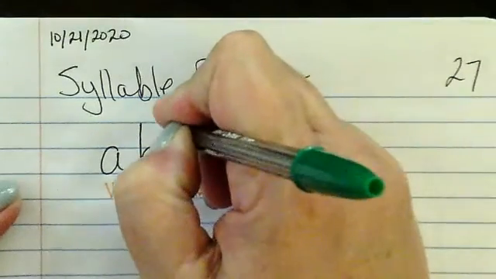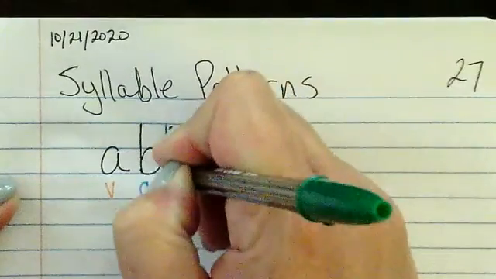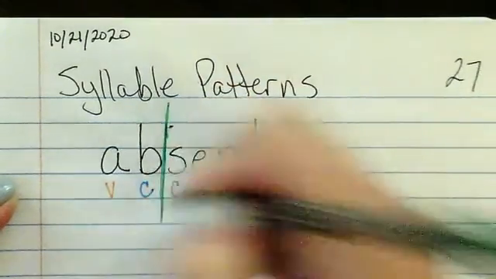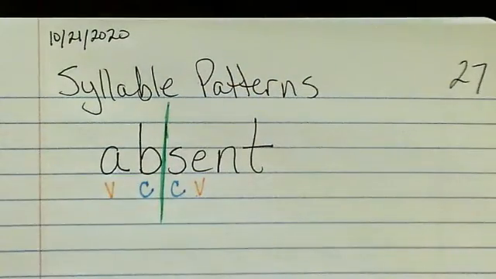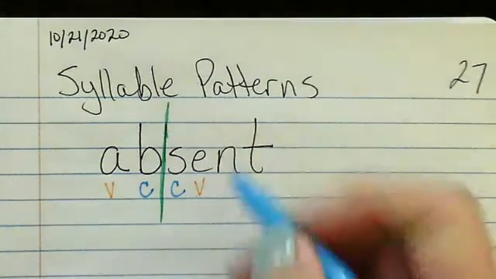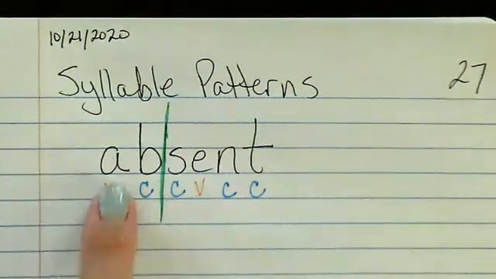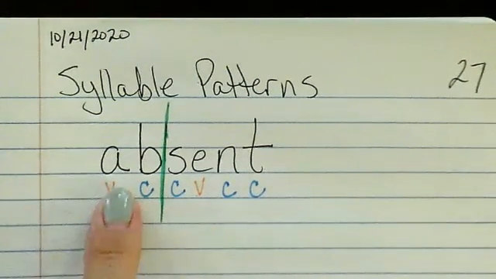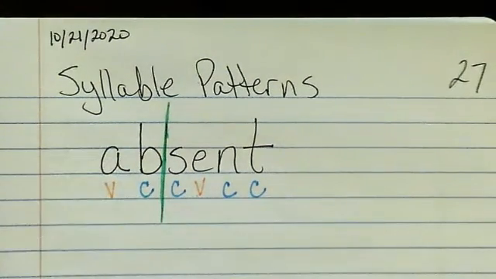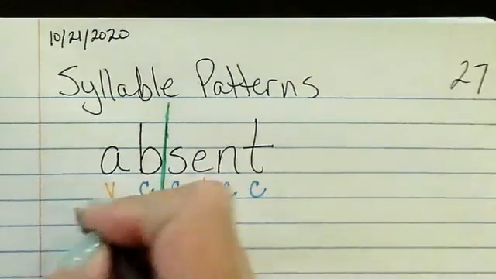So I'm actually going to draw a line between my two consonants because that's where my break is. I have ab, sent. What vowel patterns are these? I'm going to go ahead and write my consonants out over here. What syllable, well, not vowel patterns, what syllable pattern is this? Is this an open or a closed syllable? I have my vowel and then my consonant. Is that open or closed? That's right, it's a closed syllable.